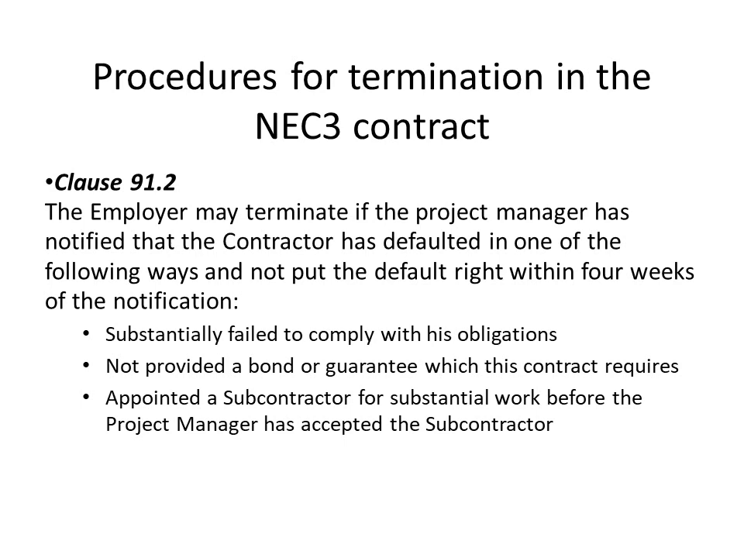Termination in the NEC contract, which is a good contract to have knowledge about. The employer may terminate if the project manager has notified that the contractor has defaulted in one of the following ways and not put the default right within 4 weeks: failed to comply with his obligations, not providing a bond or guarantee which this contract requires, or appointing a subcontractor for much of the work before the project manager has accepted the subcontractor. That would allow you to terminate the project.